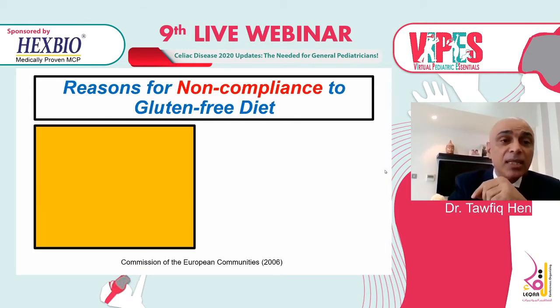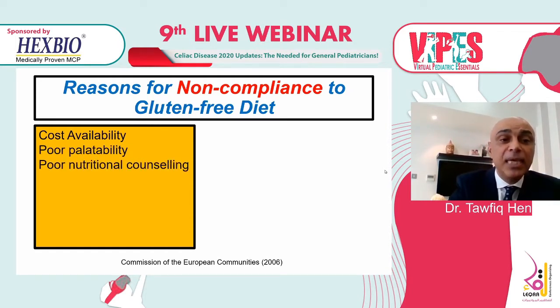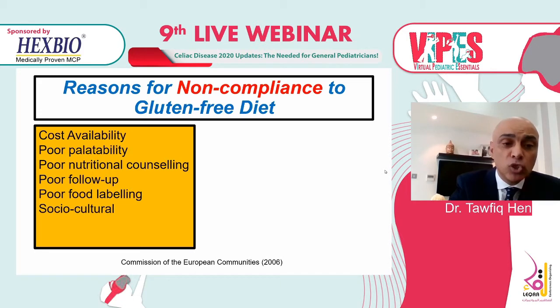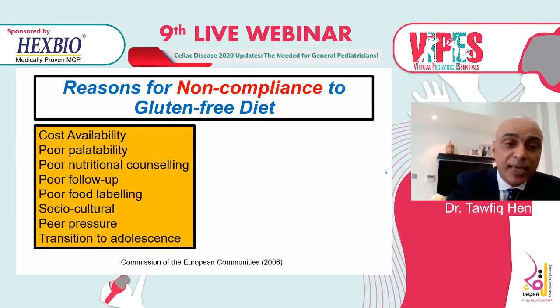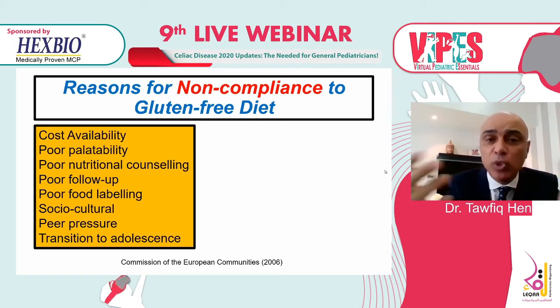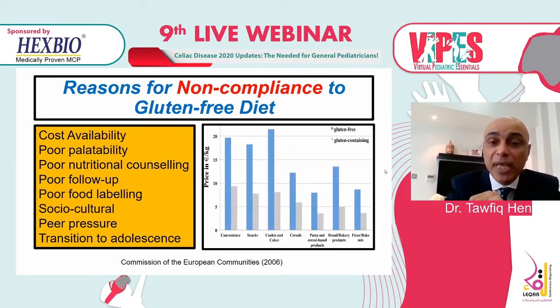However, there are disadvantages. That's why we have non-compliance to gluten-free diet. One is the cost and availability. 2, poor palatability. 3, poor nutritional counseling. 4, poor follow-up. 5, social-cultural effect. 6, peer pressure. They tell you eat, try. And 7 and last, transition to adolescence. They become rebellious. He wants to eat like everybody, he wants to try. So that's why it is very important to understand these points and to follow closely.